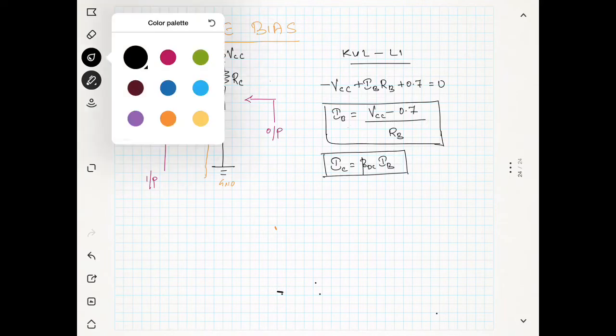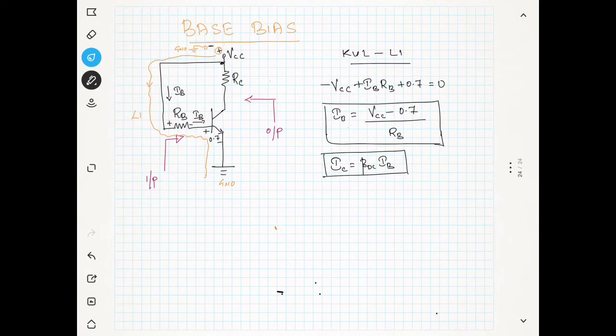Now we will consider another loop. We will take the loop like this, starting from the ground and going to the ground, which is known as loop 2. So we will take the KVL at loop 2.